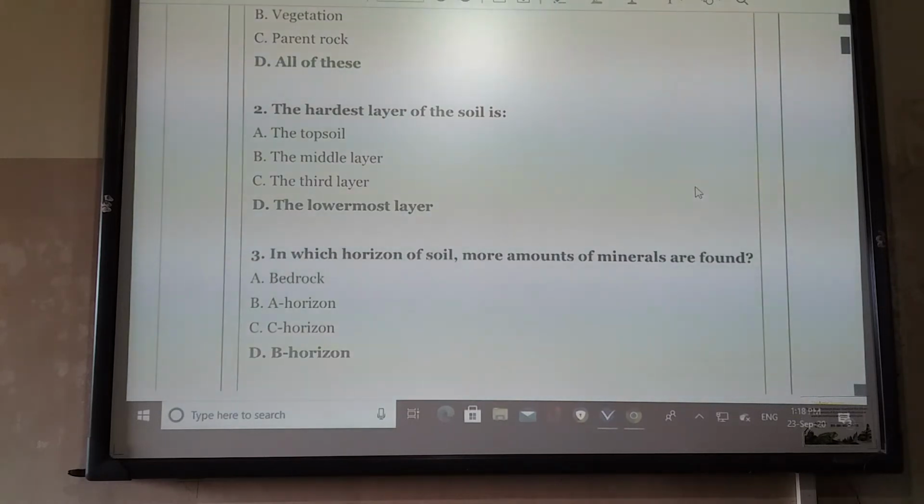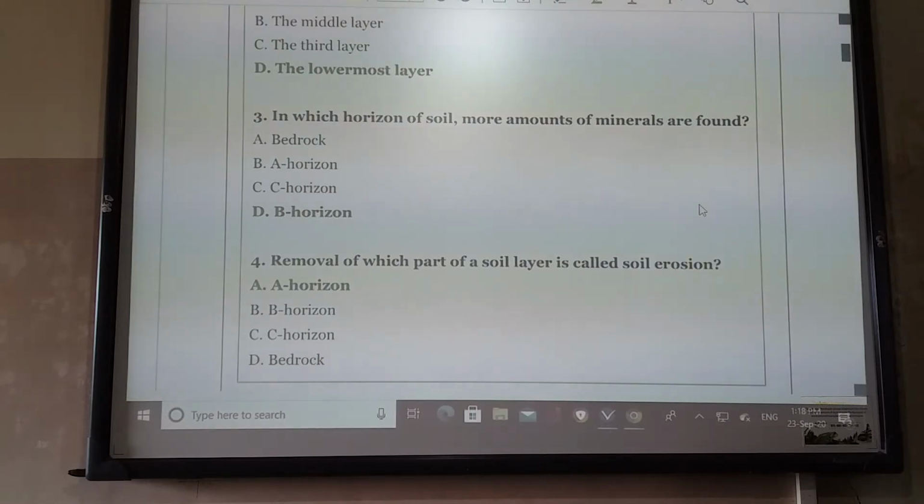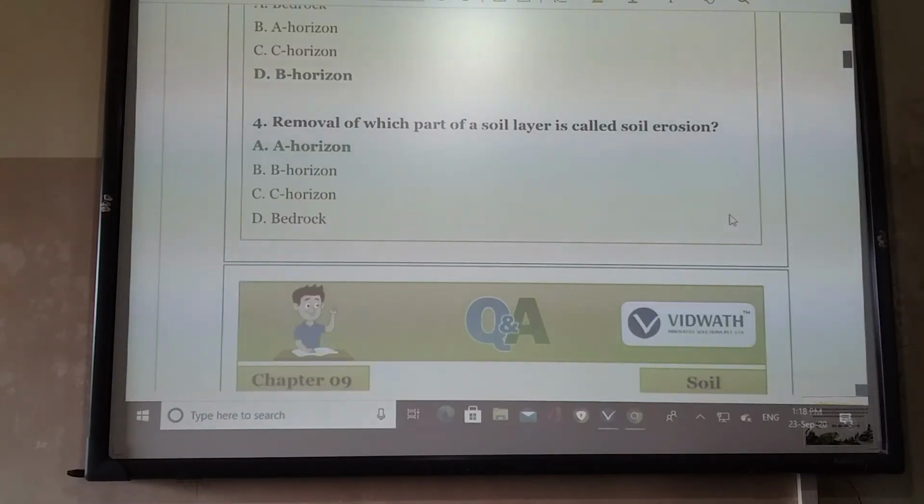Third question, in which horizon of the soil are more minerals found? The options are bedrock, A horizon, C horizon, and B horizon. The correct answer is the B horizon. Next, fourth question, removal of which part of the soil layer is called soil erosion? The upper layer of the soil is defined as the A horizon. Yes, the correct answer is the A horizon.